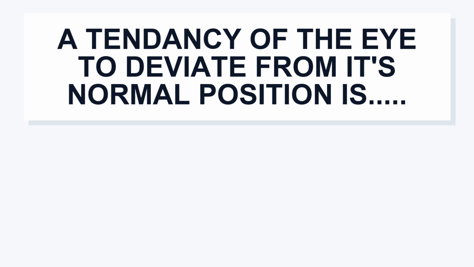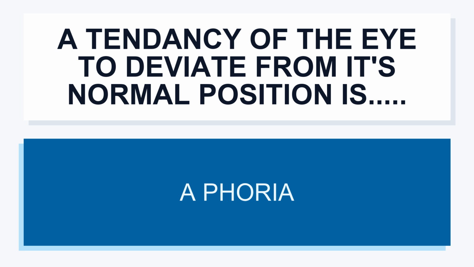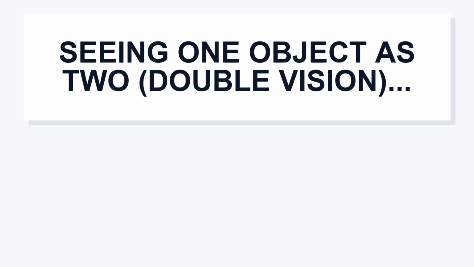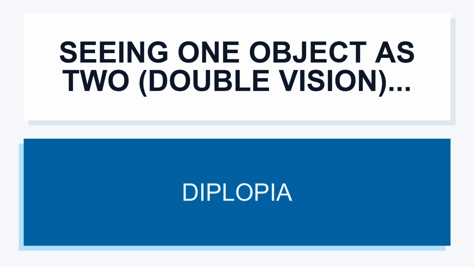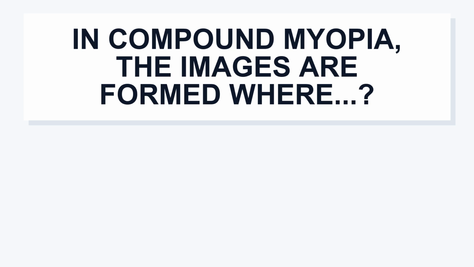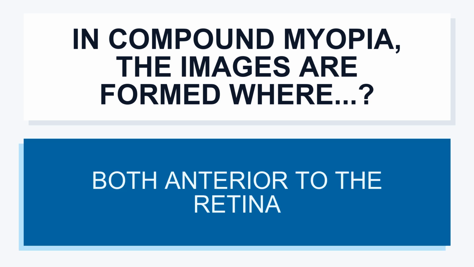A tendency of the eye to deviate from its normal position is phoria. Seeing one object as two, double vision: diplopia. In compound myopia, the images are formed where? Both anterior to the retina.